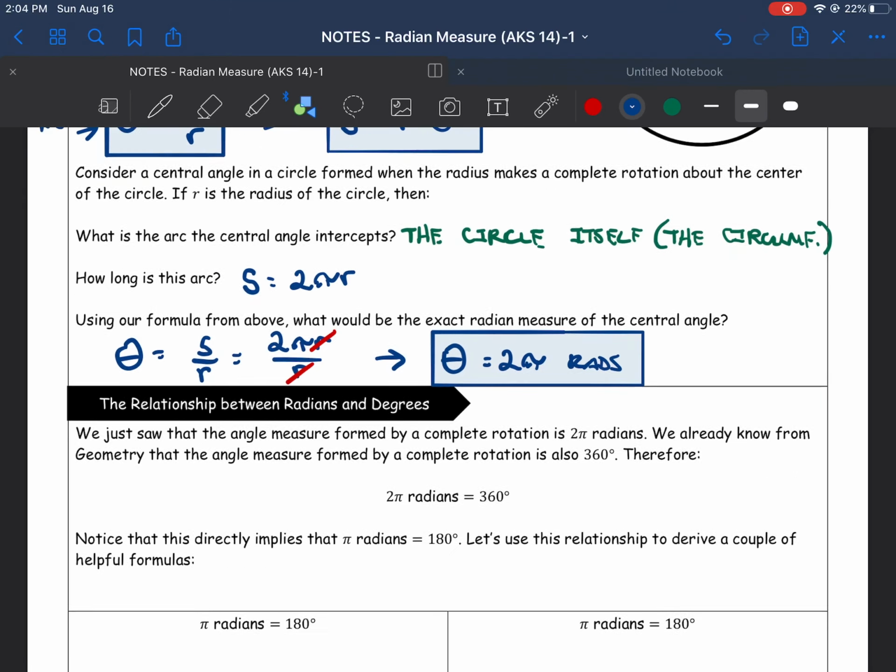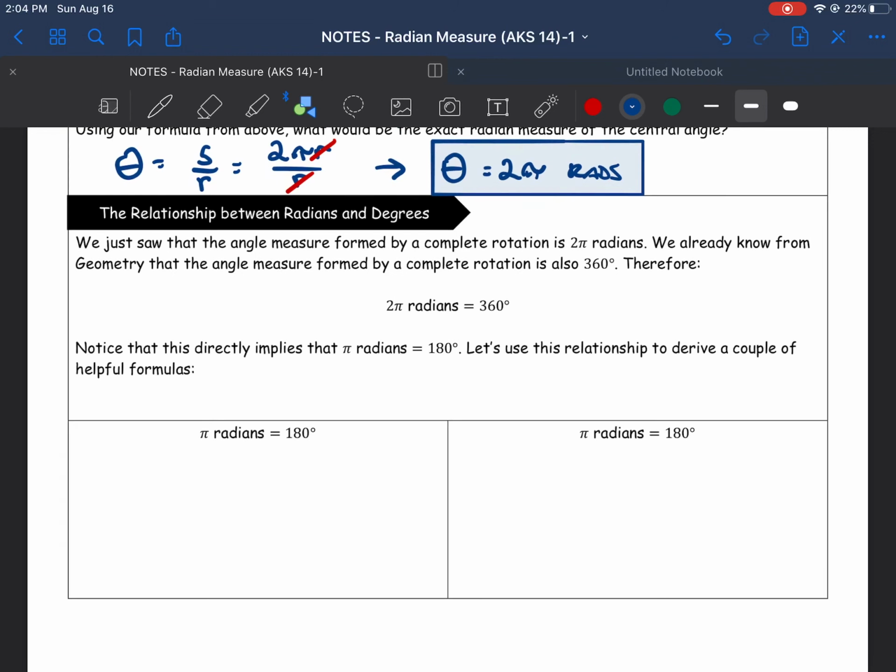Well, this lets us draw some interesting conclusions. So we just saw that the angle measure formed by a complete rotation is 2 pi radians. And we already know from geometry that the angle measure formed by a complete rotation is also 360 degrees. So that means that 2 pi radians is equal to 360 degrees. Well, notice that by dividing by 2 on both sides of the equation, this also implies that pi radians is equal to 180 degrees. So let's go ahead and use this relationship to derive a couple of very helpful formulas.